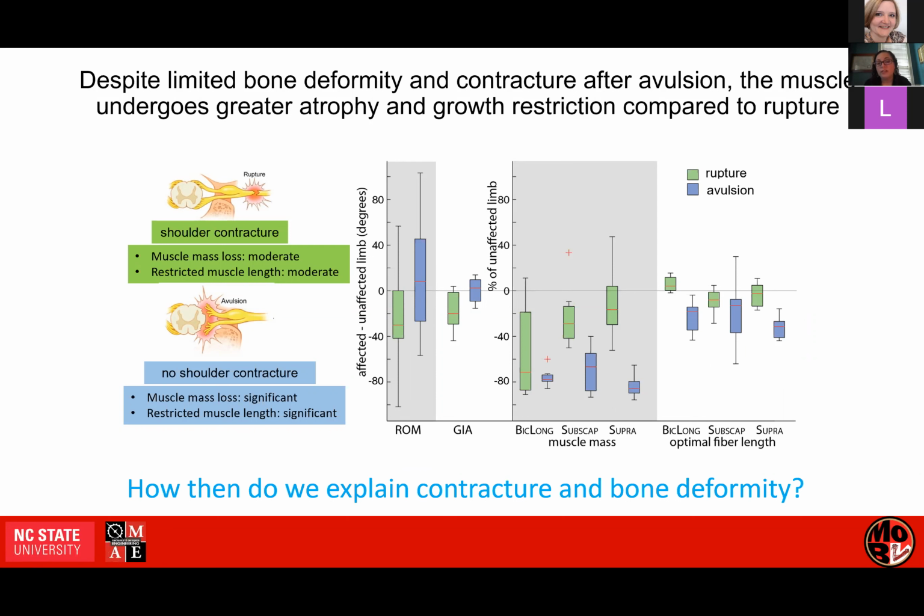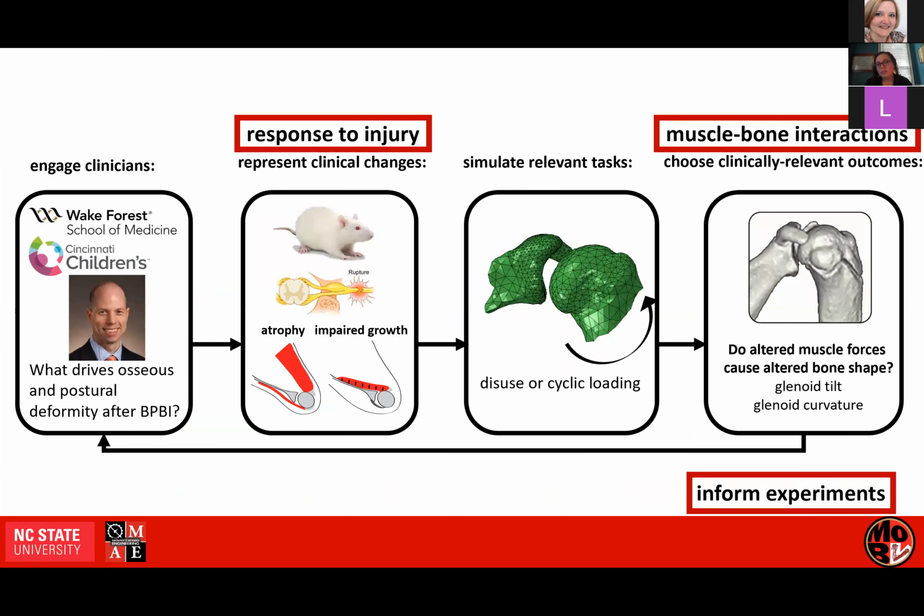So our question is, how do we explain contracture and bone deformity if we can't see it immediately from looking at the relationship in these muscles? Well, that allows us to turn back to modeling. And the great thing about modeling is that we have other methods where we can directly relate these bone changes, not just in a correlative fashion, but we can directly relate what the changes in muscle are to the mechanics of the tissue growth itself.